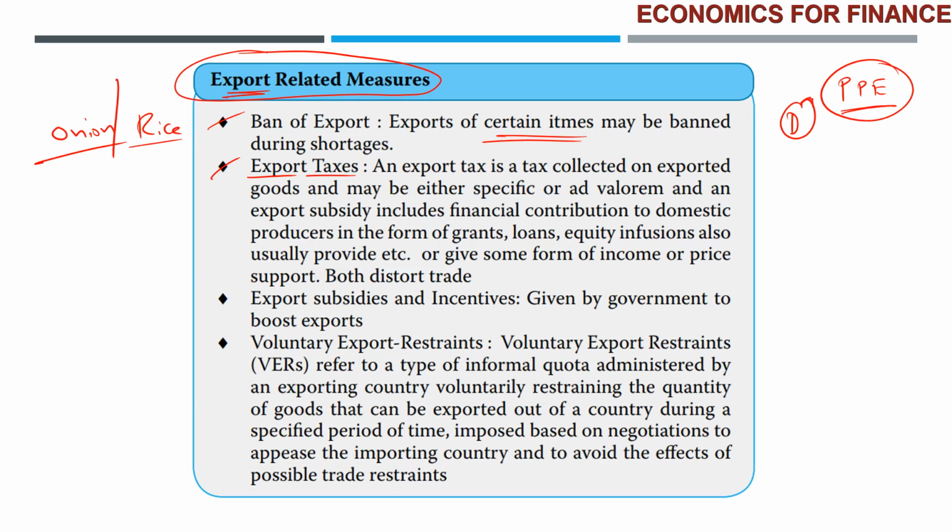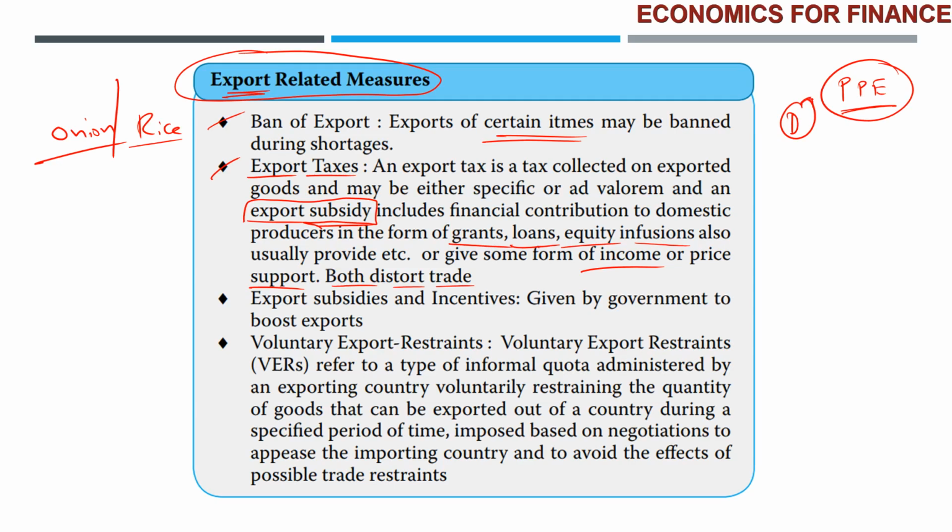But in general, what is common is export subsidy. Export subsidy includes financial contribution to the domestic producers, various ways of subsidies the government will give. The Indian government also gives grants, loans, equity infusion sometimes. These are all provided as a form of income or price support, and both distort the trade. Trade in the sense of trade prices and all. So basically, like any other government, our government also gives a lot of export incentives, export subsidies. How it gives, what the different forms of export subsidies are, all these things will be elaborately discussed in Final as part of the Customs Act.